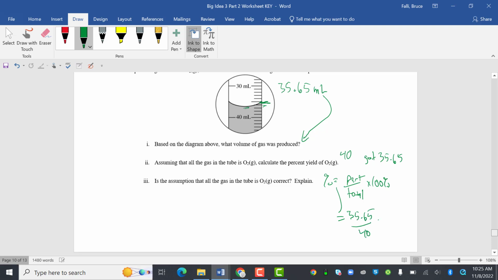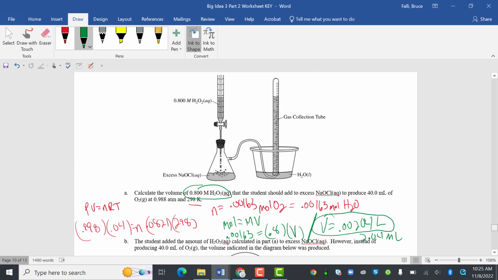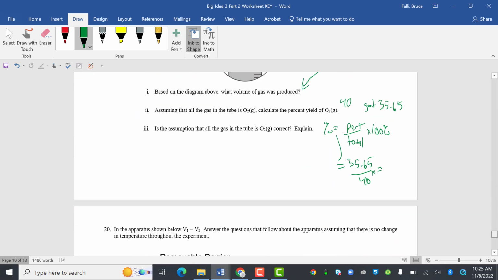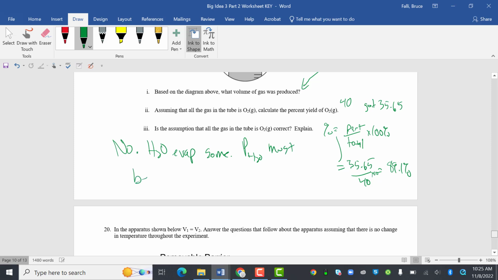35.65 over 40 equals... 35.65 divided by 40 equals, I forgot my times 100%. Times 100, and I get 0.89, oops, not 0.89, I get 89.1%. Is the assumption that all the gas in the tube is O2 correct? Explain. No. H2O evaporates some. The pressure of H2O must be subtracted or be considered.